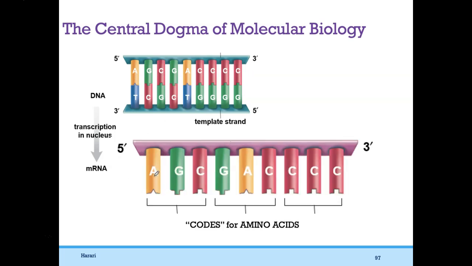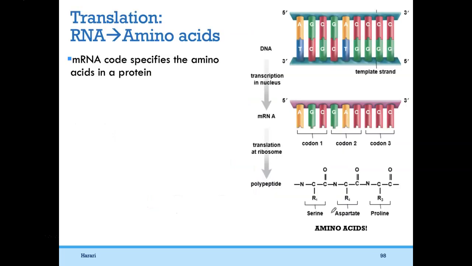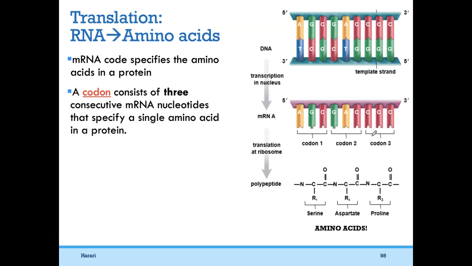And within mRNA, every 3 letters, every 3 nucleotides of mRNA specifies one amino acid. So every 3 mRNA nucleotides is a code. It's a secret code for one of the 20 amino acids. We call these codons. So the mRNA code specifies the amino acids in a protein. A codon is just 3 consecutive mRNA nucleotides that specify one type of amino acid.